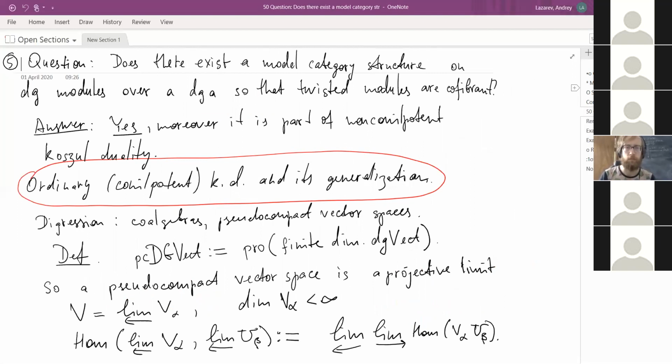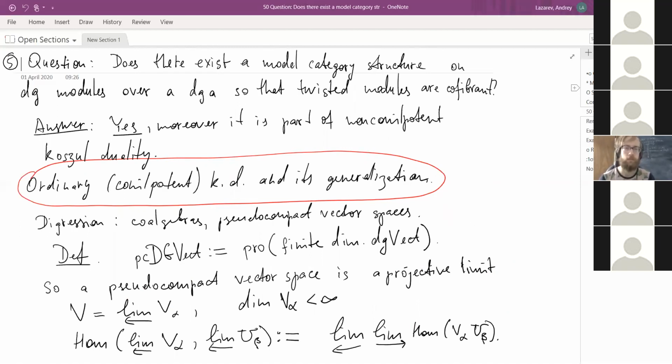So these two pieces of motivation lead one to the following natural question, I think: whether there exists a model category structure of differential graded modules over a differential graded algebra so that twisted modules are cofibrant. I just told you that they weren't cofibrant, but of course, what I meant was that they weren't cofibrant with respect to the standard closed model category structure on DG modules.